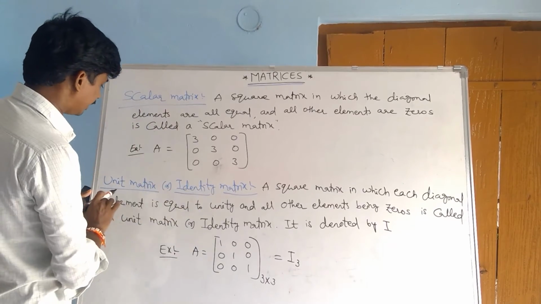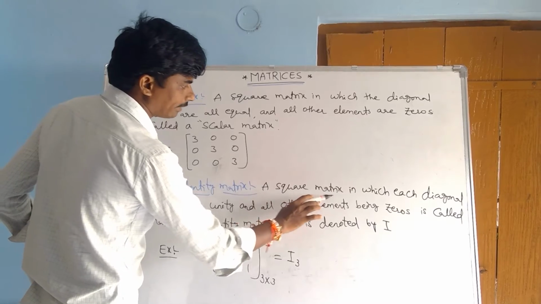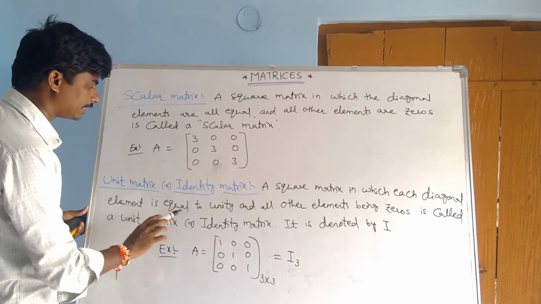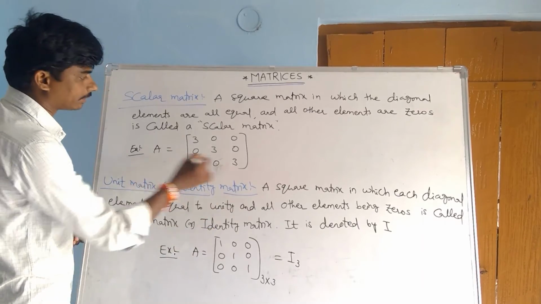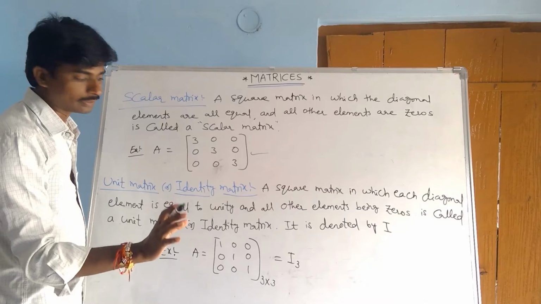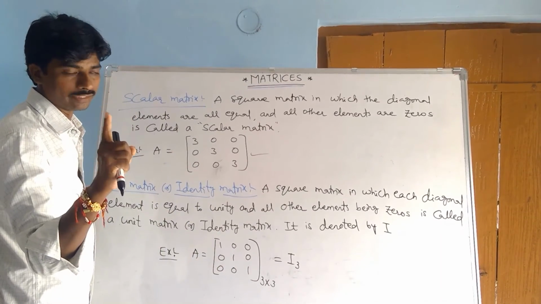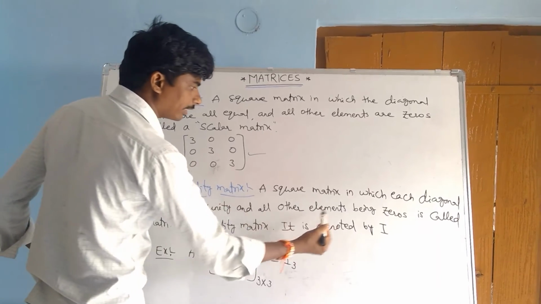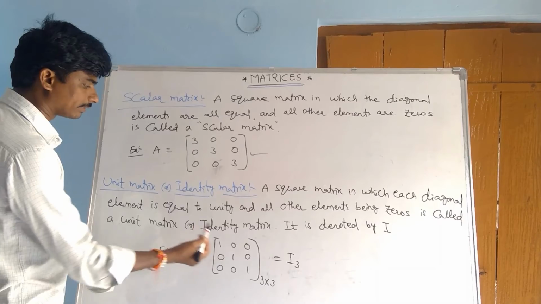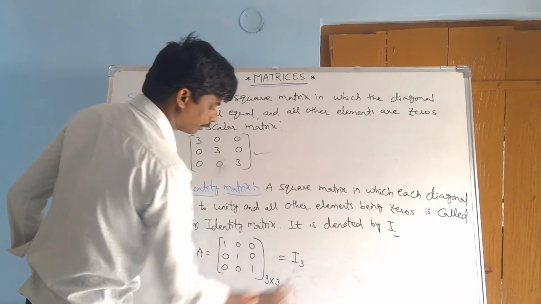Okay, right. Next, unit matrix or identity matrix. A square matrix in which each diagonal element is equal to unity. See here, in a scalar matrix the diagonal elements have the same values, but here the diagonal elements must be 1, and all other elements are zeros. It is called a unit matrix or identity matrix. It is denoted by I.